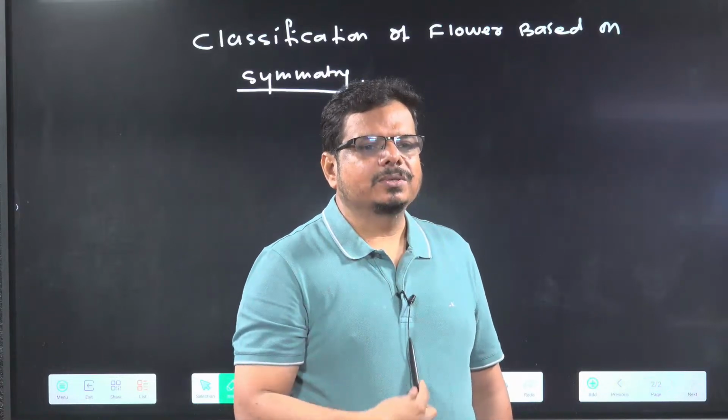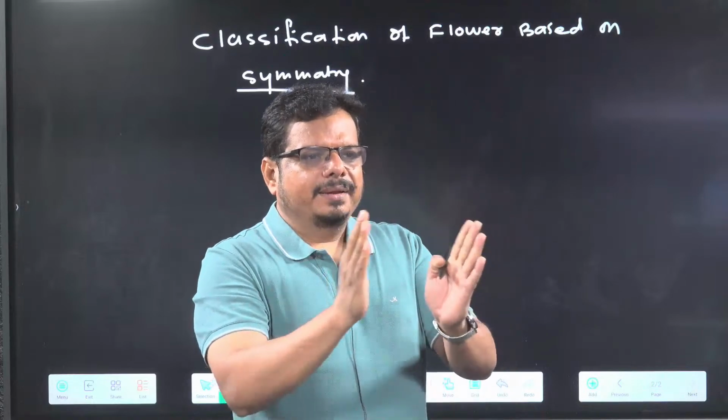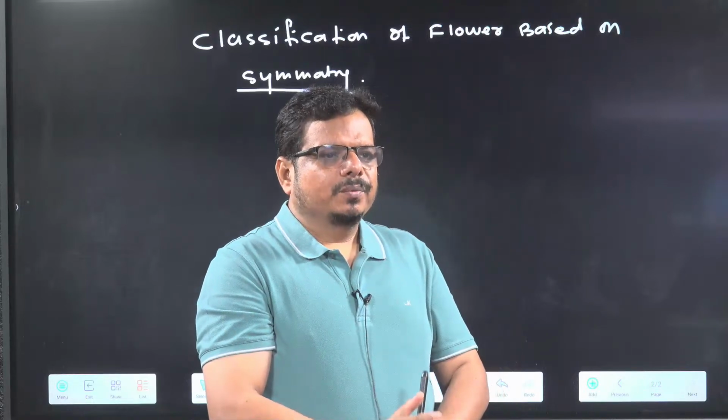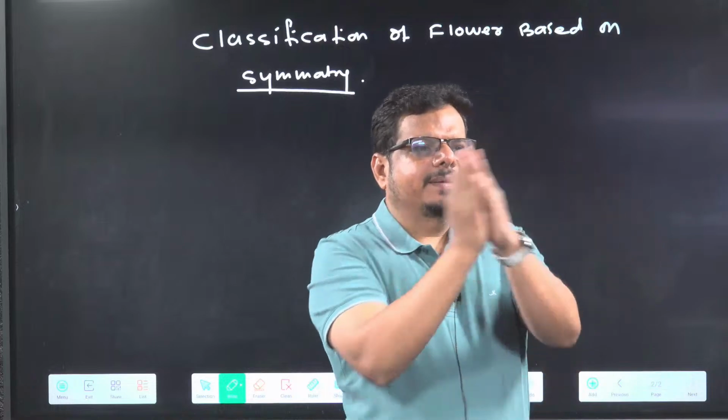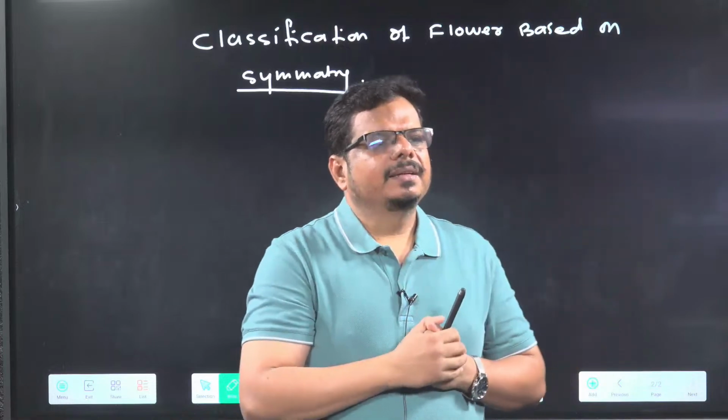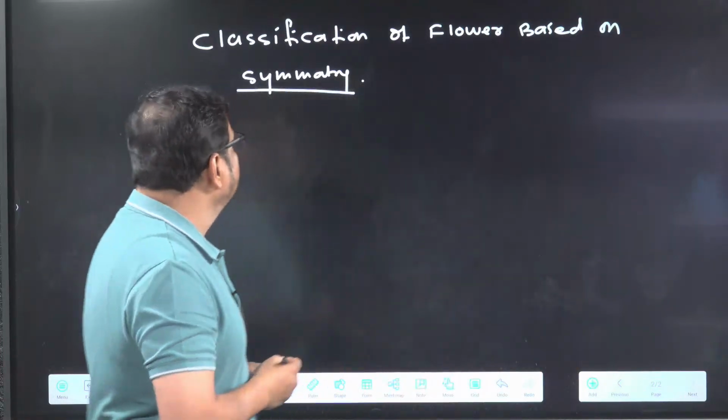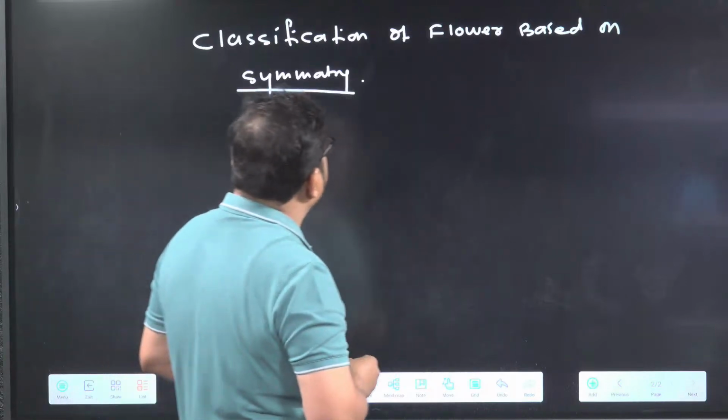Are you getting the idea or not? So it is called what basically? Mirror image, equal halves. So when it is equal half, it gives a mirror image. Lateral inversion is the same. So that is symmetry. So we are going to talk about classification of flower based on symmetry.